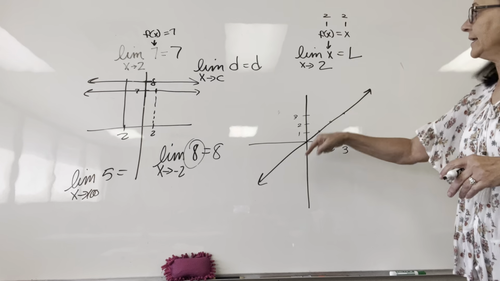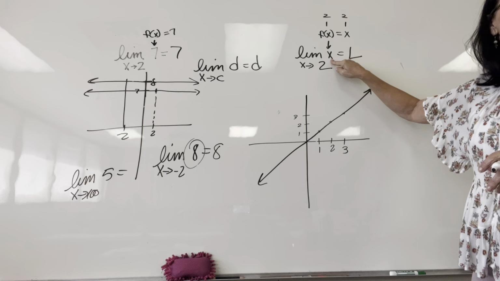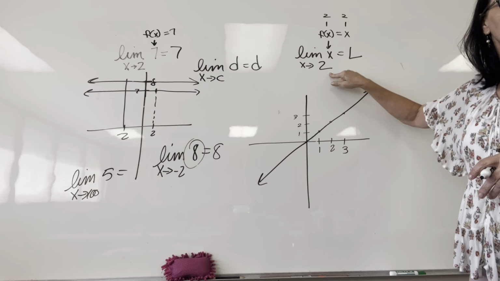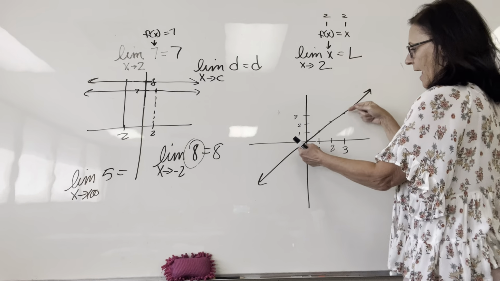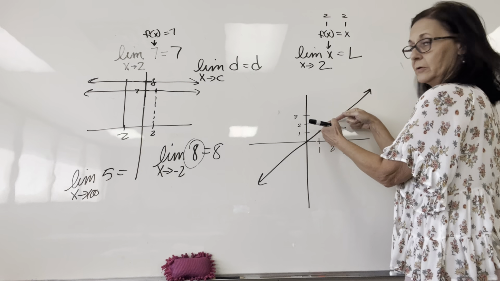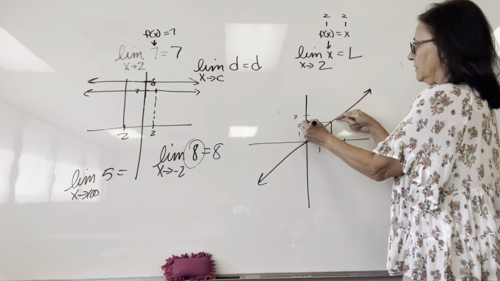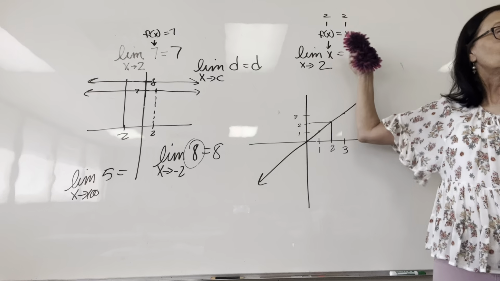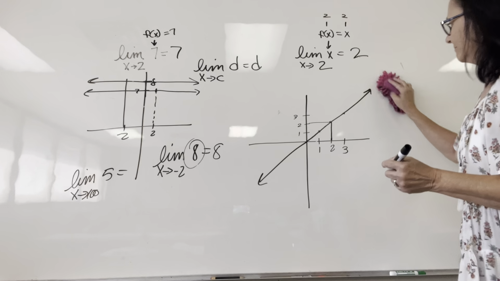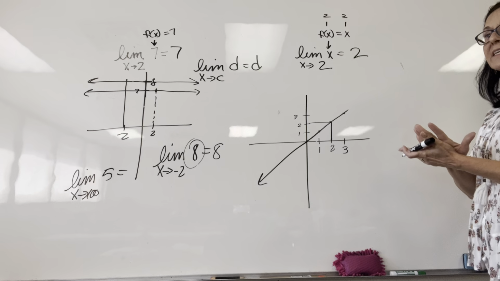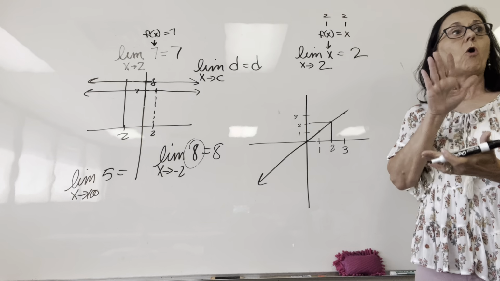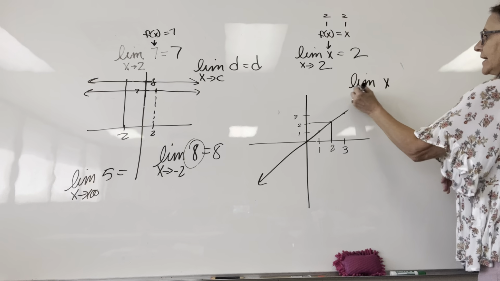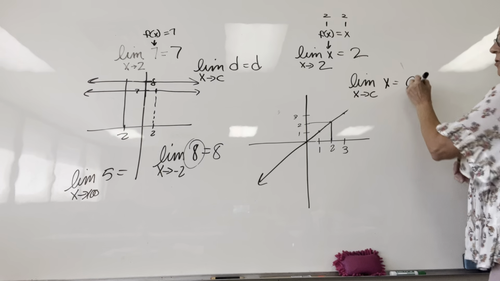All right? Now, let's look at this one. Here's the function, right? This is asking the limit of x. As x approaches 2, what is y approaching? 2. So, will it equal c? Yes, this will always equal c. The limit of the identity function will always be your c value. So the limit of x as x approaches c is going to be c.